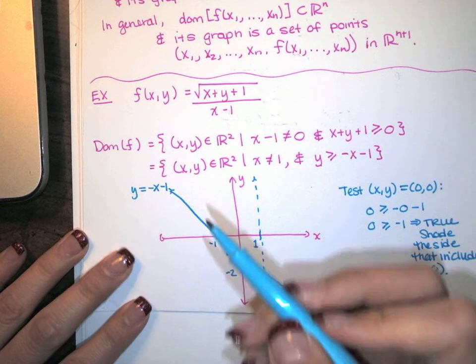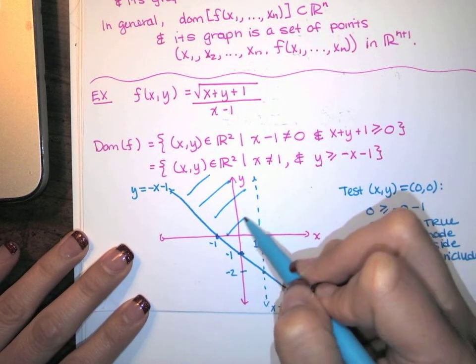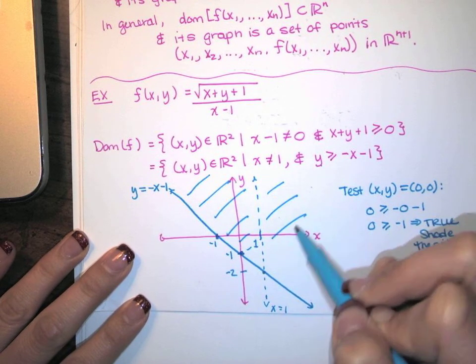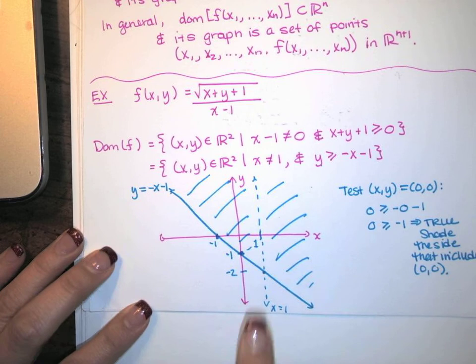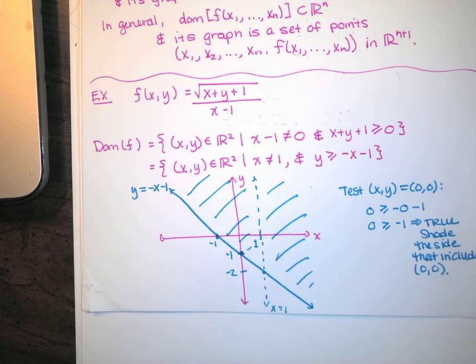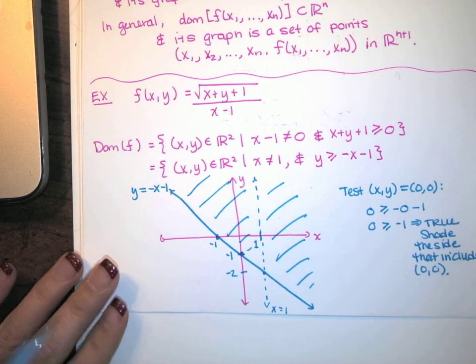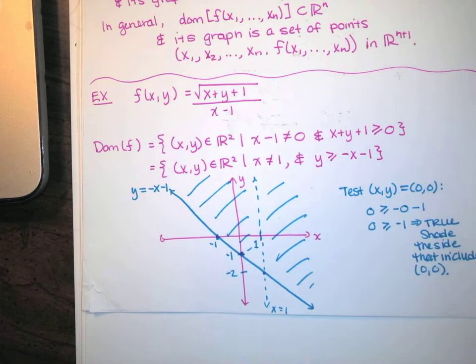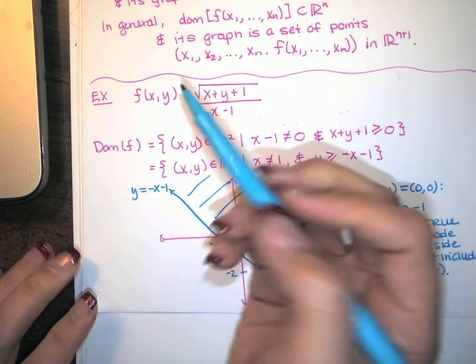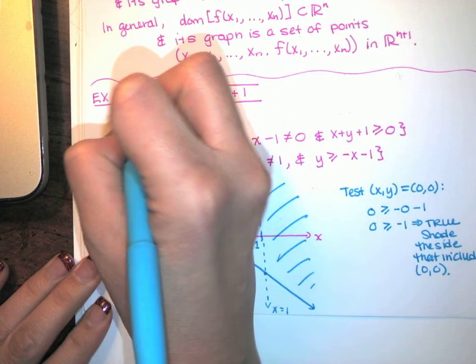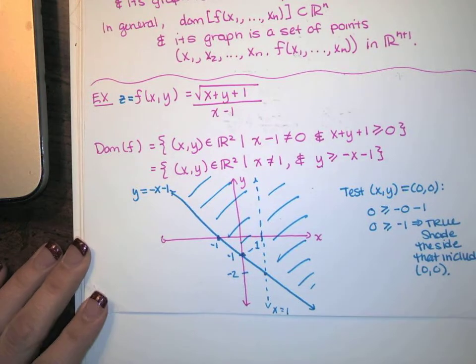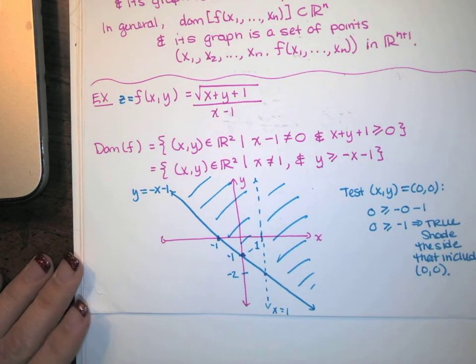So that's our domain. Any xy in this blue shaded region can be substituted into this function, and we're going to be able to get an output value out. I've got x and y as my independent variables, so we're going to tend to think of that third variable, that output variable, as z.